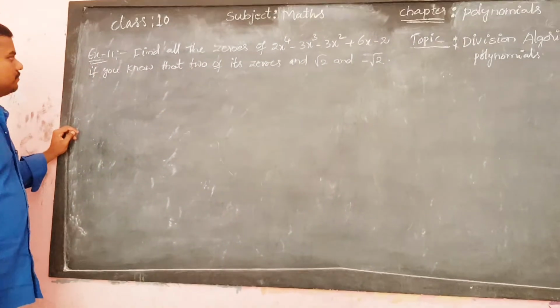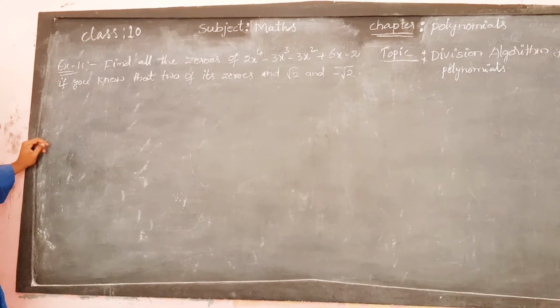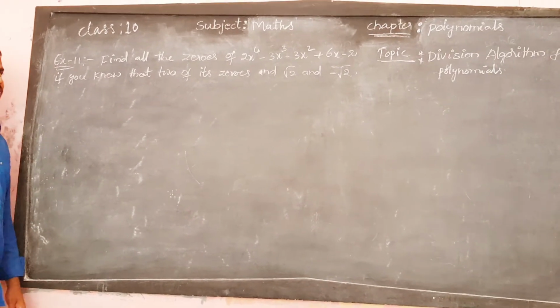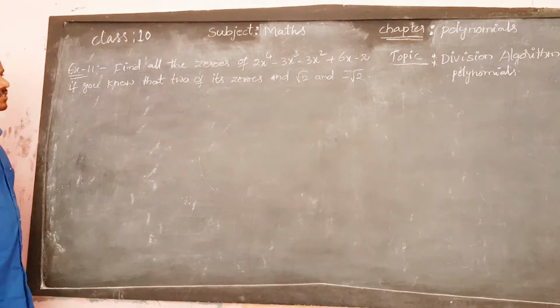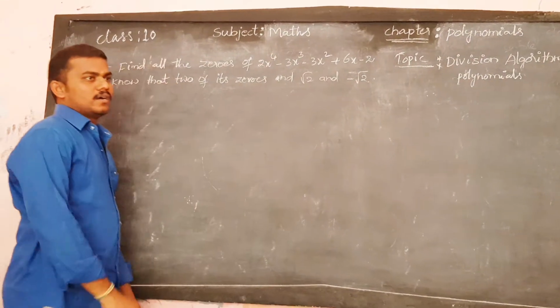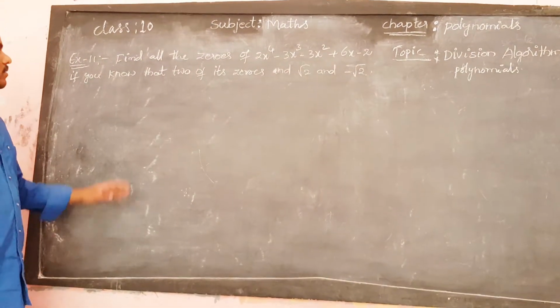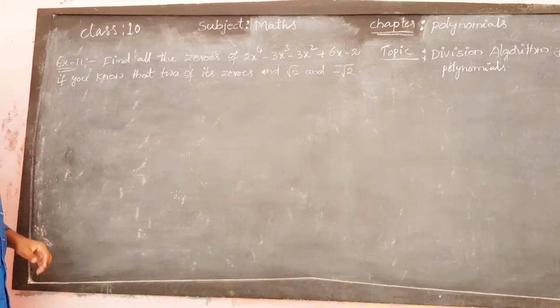Question 11: Find all the zeros of 2x power 4 minus 3x cube minus 3x square plus 6x minus 2, if you know that two of its zeros are root 2 and minus root 2. So find all the zeros of the given polynomial.